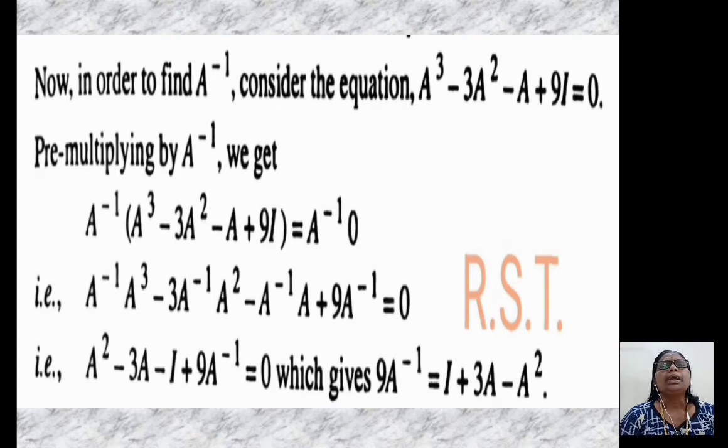After simplifying, we get A inverse into A cube minus 3 A inverse into A square minus A inverse into A plus 9A inverse equal to 0. That is, A square minus 3A minus I plus 9A inverse equal to 0, which gives 9A inverse equal to I plus 3A minus A square.